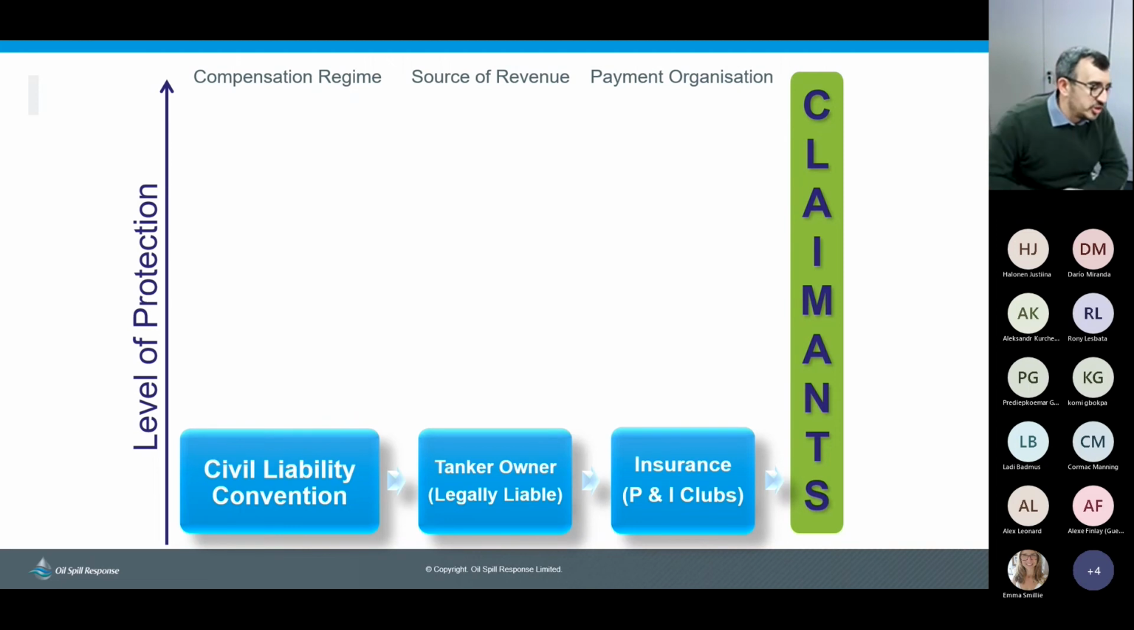So a brief touch upon the Civil Liability Convention there. Key takeaways there: ship owners need to have insurance for this. The P&I clubs will work through the claims, and that's because the ship owner is strictly liable.